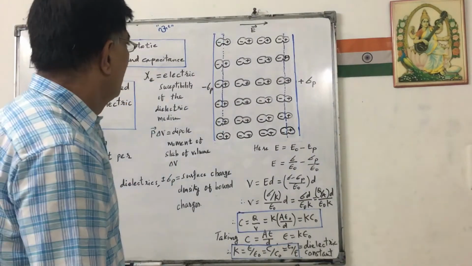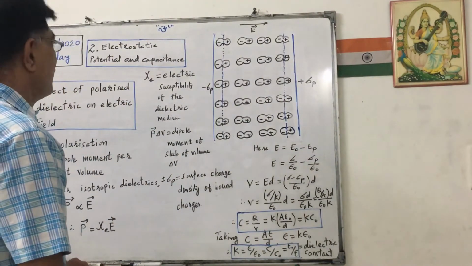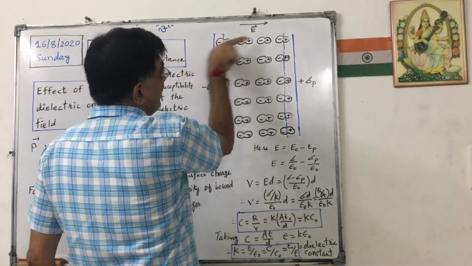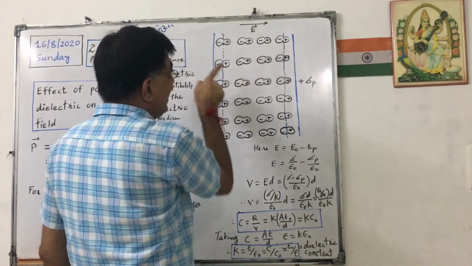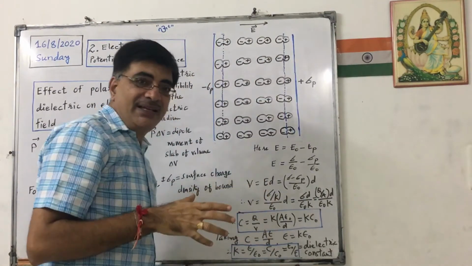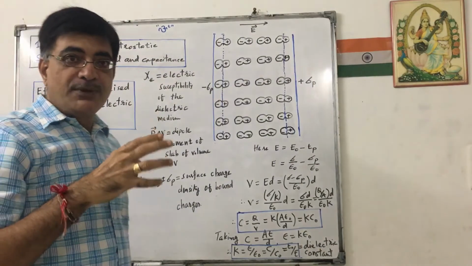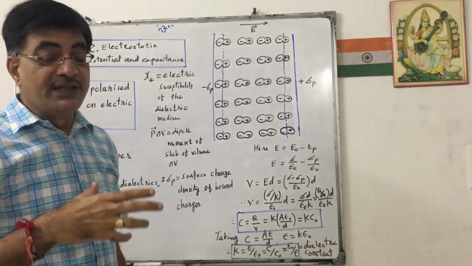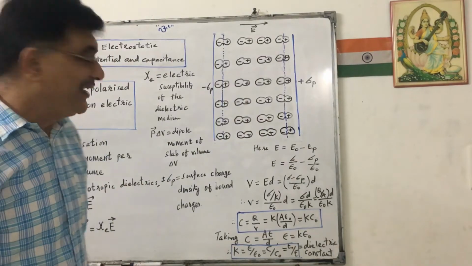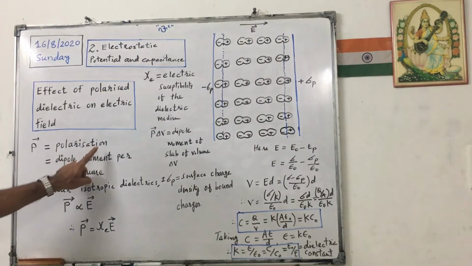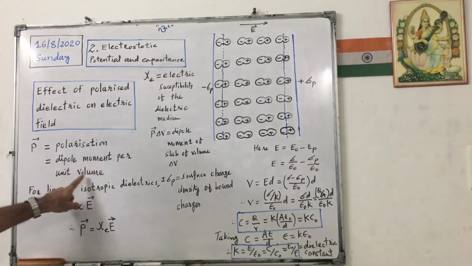Now see, here there is a dipole, minus 2 plus. Dipole moment will be there. Here also there will be dipole moment, here also. The net dipole moment per unit volume is called polarization. Polarization, vector P, that is dipole moment per unit volume.